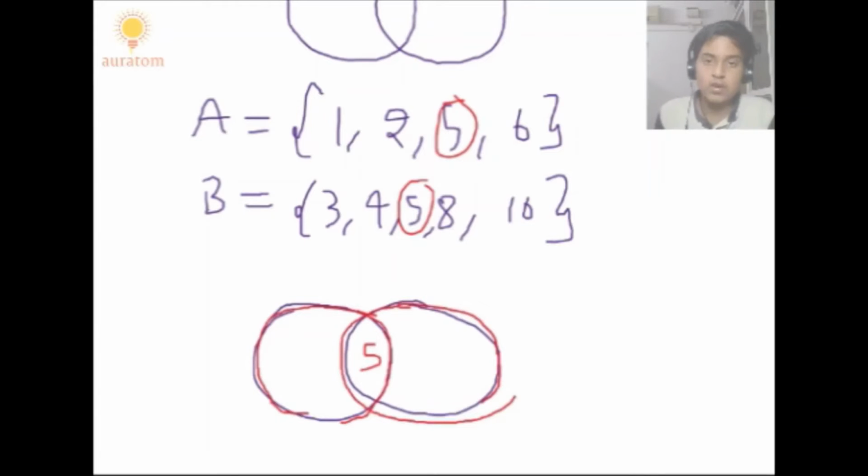So it will show us that this 5 is a common element of A and B. And let's first denote this set as A and this set as B, right? Let's place the other elements of A and B.